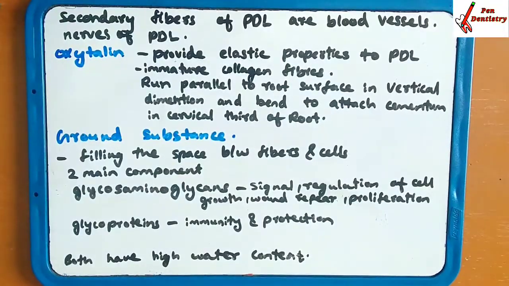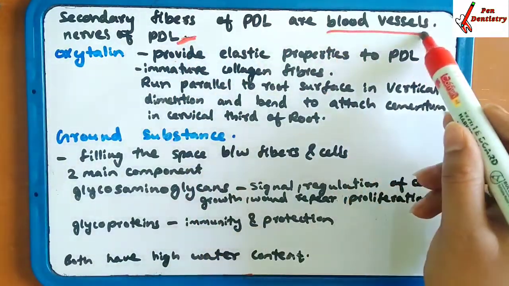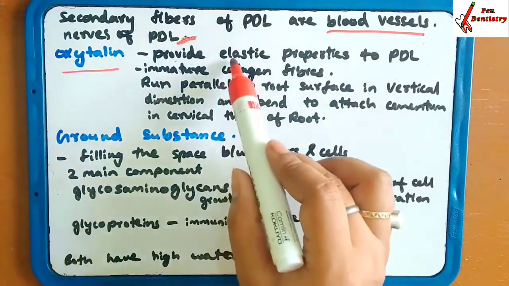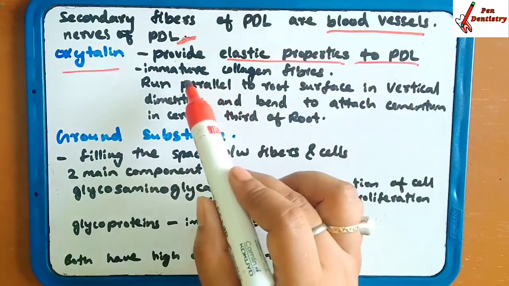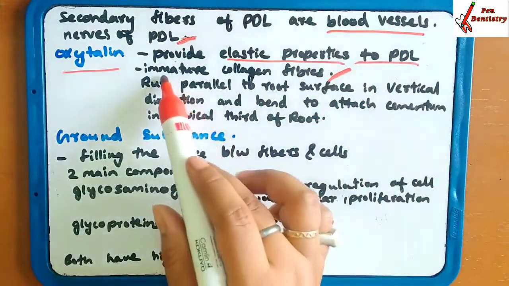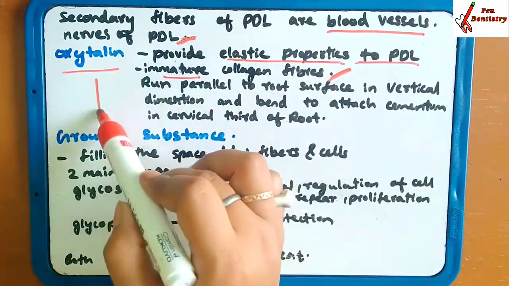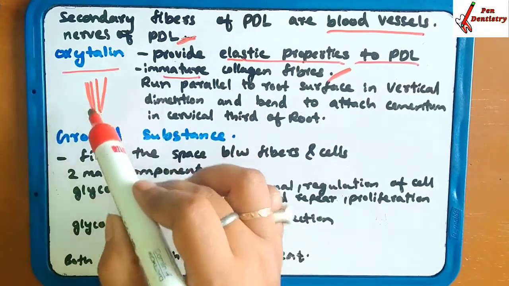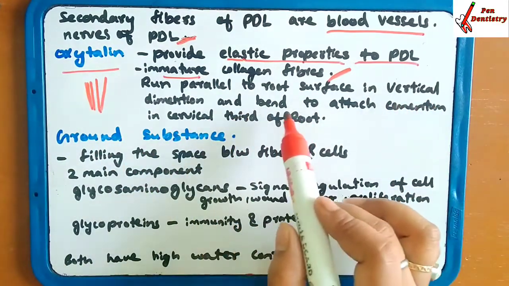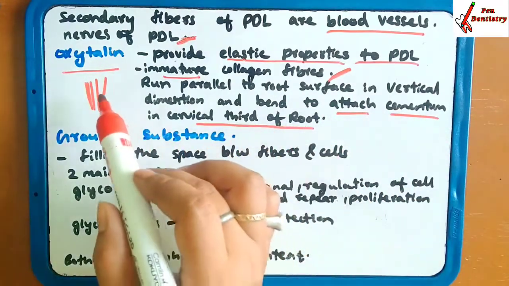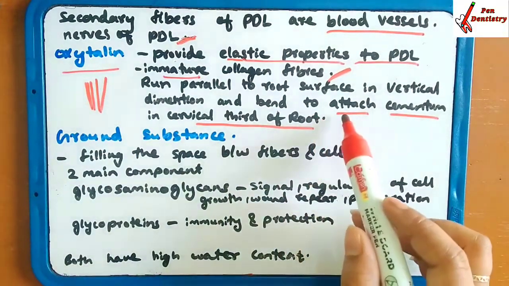Secondary fibers of PDL are blood vessels and nerves of PDL. With the collagen, there is also the presence of blood vessels and nerves of PDL. They are also known as secondary fibers. Oxytalan fibers provide elastic property to the PDL. They are immature collagen fibers, having elastic properties. They run parallel to the root surface in the vertical dimension and bend to attach to the cementum in the cervical third of the root.